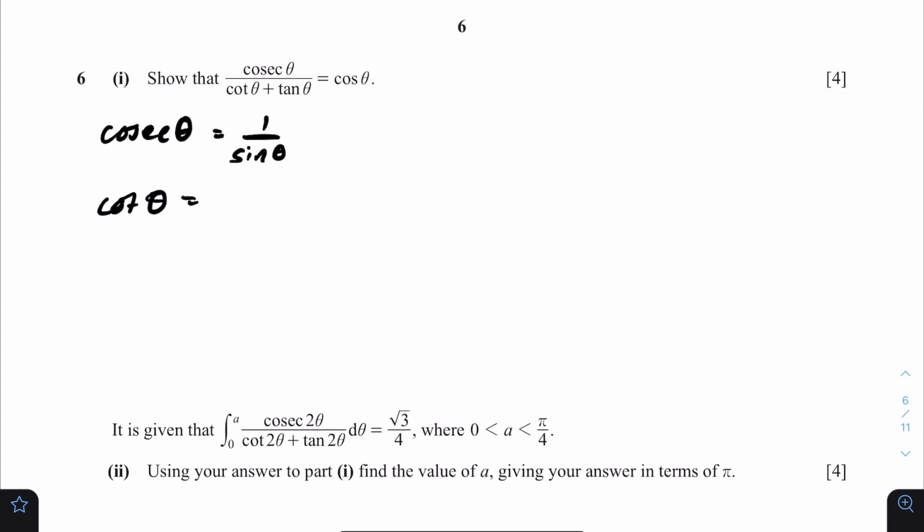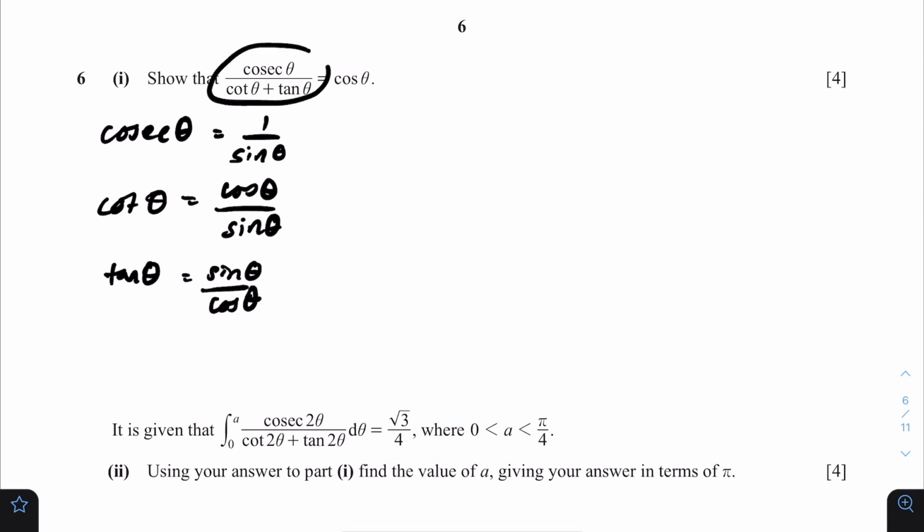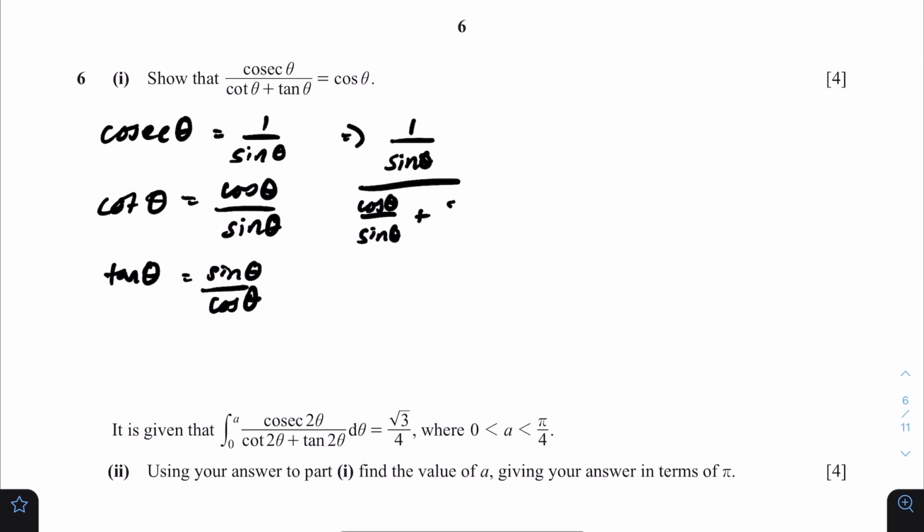And since tan theta is sine theta over cos theta, we can say that this is equal to cos theta over sine theta. Then tan theta, of course, as I just said, is equal to sine theta over cos theta. And now we can substitute these into our identity. So this gives us 1 over sine theta over cos theta over sine theta, plus tan theta, which is sine theta over cos theta.